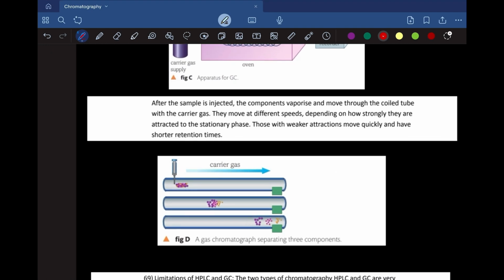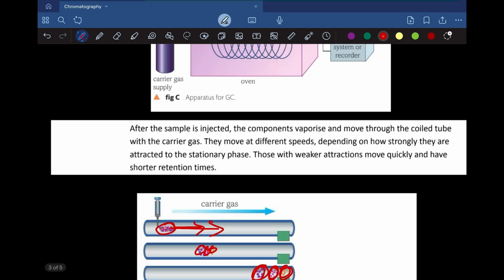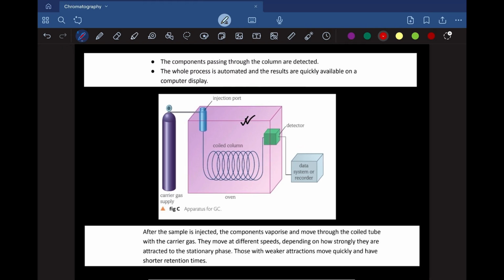This is an example of the samples moving and getting separated. The gas is moving, and while the gas is moving, it is also carrying the mixture. When the gas is carrying the mixture, the mixtures are separated. The components passing through the columns are detected. The whole process is automated and the results are quickly available on a computer display. Just like high performance liquid chromatography, gas chromatography is also automated, and the results will be displayed on the computer.